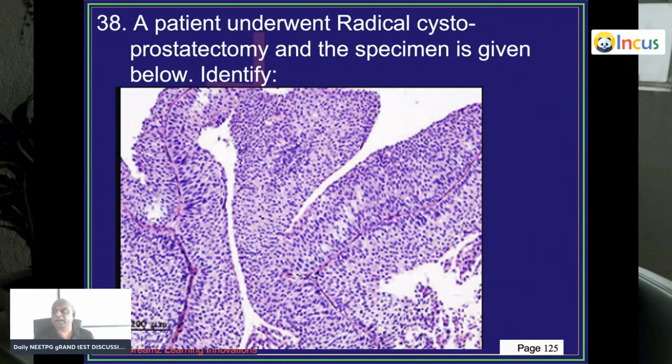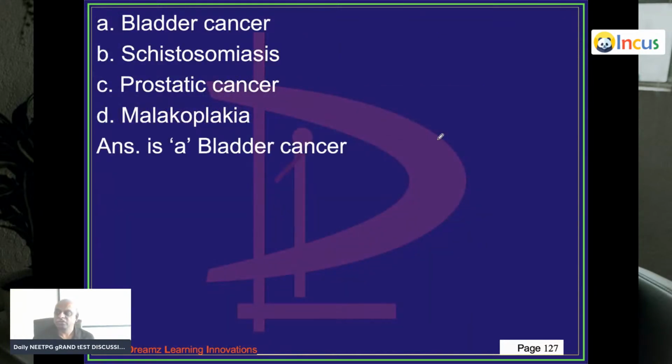Then comes, radical cystoprostatectomy was done. What do you see here? It is all transitional epithelium. So, bladder cancer.